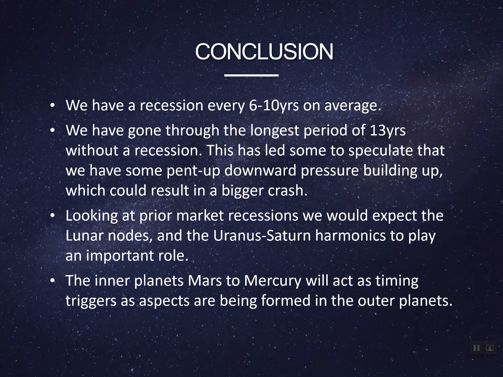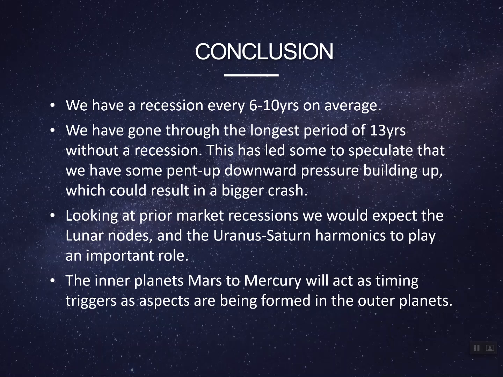So what conclusions could we draw? And just bringing this video to an end. When you look back through history, we should have a recession every 6 to 10 years on average. And we've just gone through a period from 2007 to 2020 of 13 years without a recession. So a recession is long overdue, and some would speculate that there's pent-up downward pressure building up, which could result in a bigger crash than we've seen before.